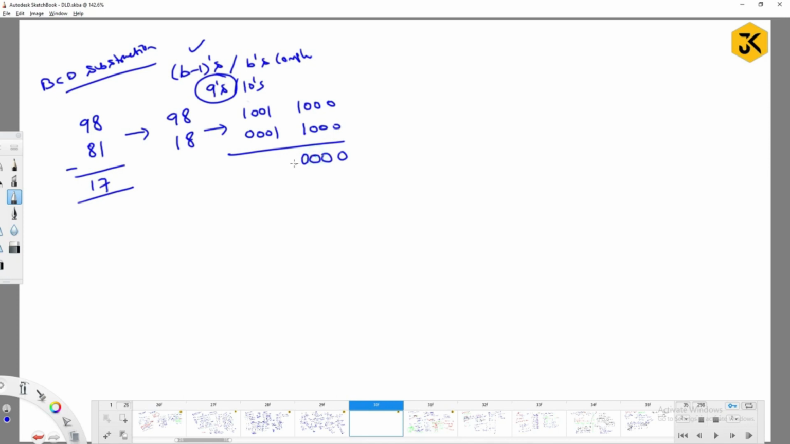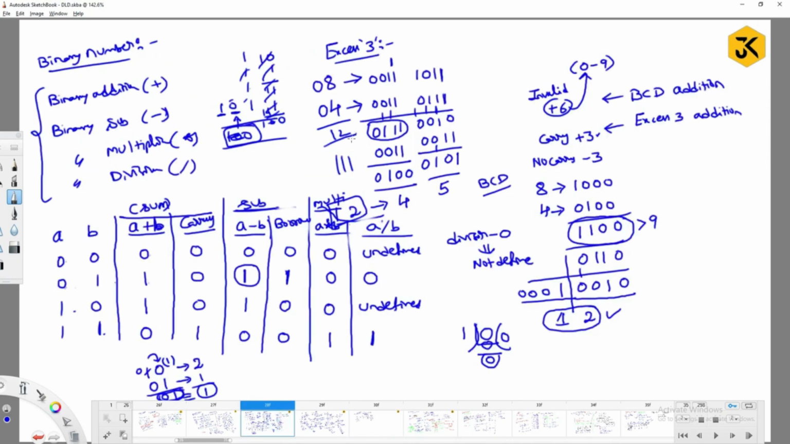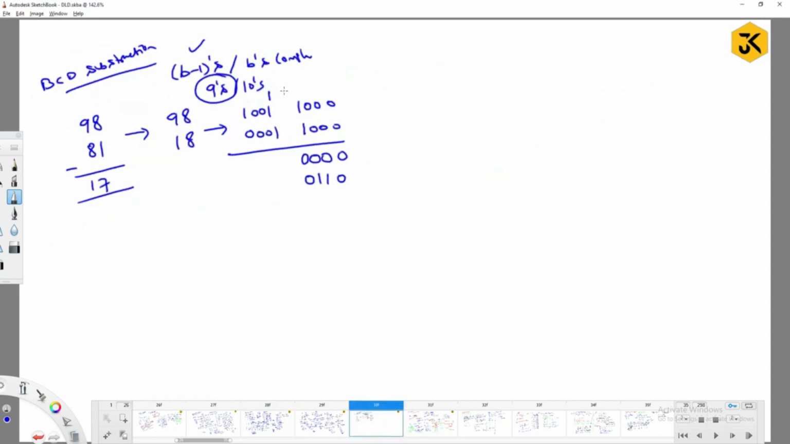So guys, 1 followed by 4 zeros is a kind of invalid data. When you get invalid data, you have to add plus 6. This is what we have seen. So that carry will be forwarded to here. Whatever result you got, if you add 0110 here, what is 111? 11. What is 001? 1. What is 000? 10? So the result is 1011.